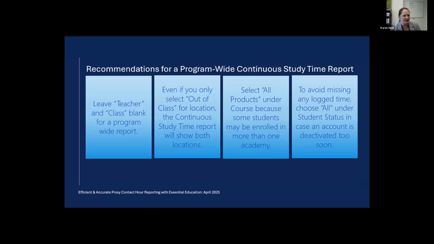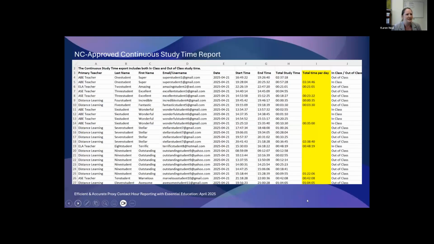So my recommendation, just to reiterate, leave the teacher and class blank for a program-wide report. The continuous study time shows both. Select all products, and then choose all for student status. So this is what the report looks like. Now I added the yellow highlighting because column I is the new column we're talking about, and it records study time by day.